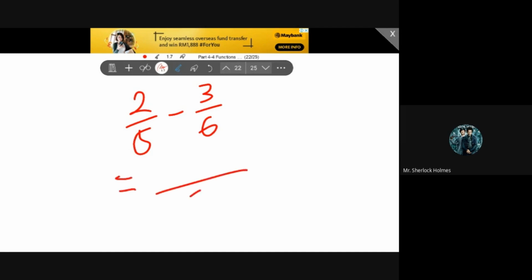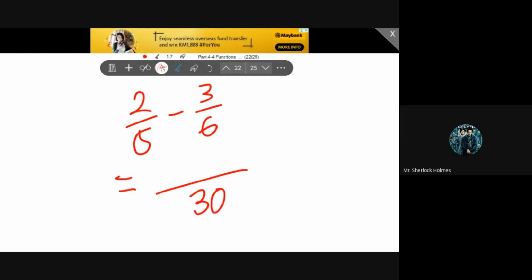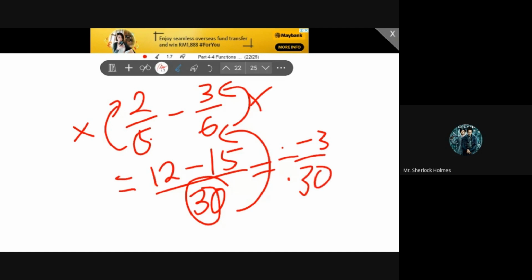Maksudnya macam ni kan? Kamu akan pilih 30 sebab 30 tu common multiple. Gandaan serupa bagi 5 dan 6 adalah faktor yang sama bagi 30, basically. So, what you do is 30 divide 5, you get 6. 6 you times by 2, you get 12. And then here again, 30 divide 6, you get 5. 5 you times 3, you get 15. So your answer is negative 3 over 30. So you can understand now what I did there? The same thing only.